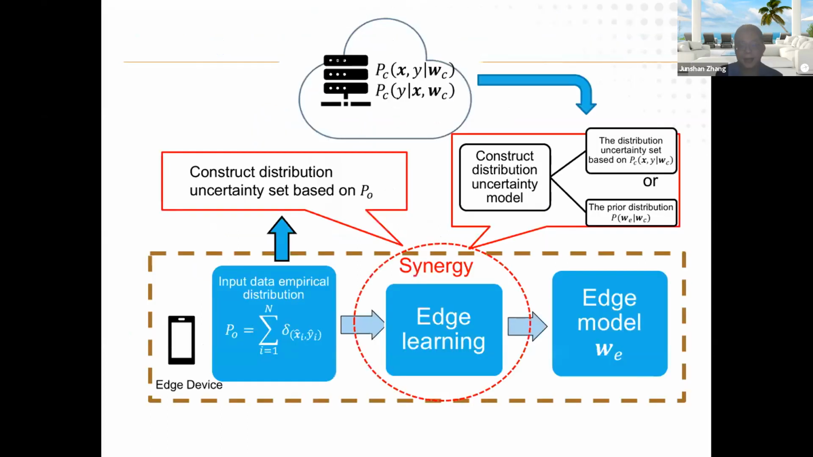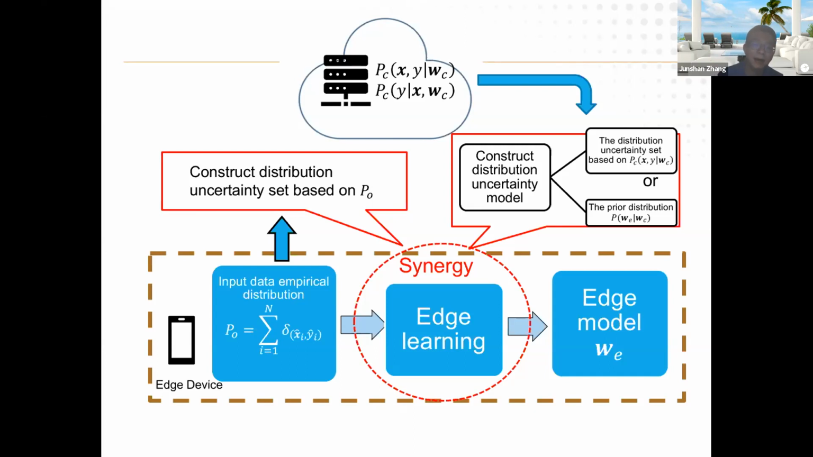Okay, let me elaborate. From previous tasks, we learned some models, say we denote as W sub C, and the corresponding data, X and Y, just like we are talking about supervised learning. X is the data, Y is the label. Now the data distribution from the previous task, say denoted as PC, is something we can learn from the past. But this data distribution model is relevant to the data at the network edge, but it's not directly applicable. So there's ambiguity about PC, the data distribution model from the previous task, when applied to the training at the network edge.